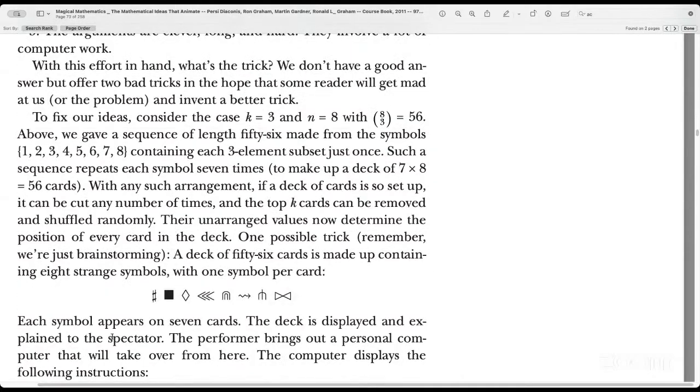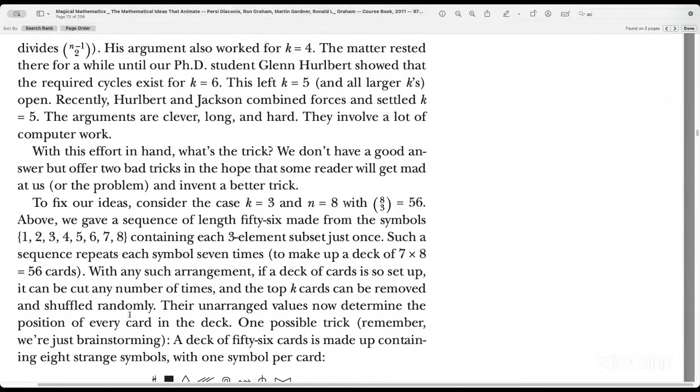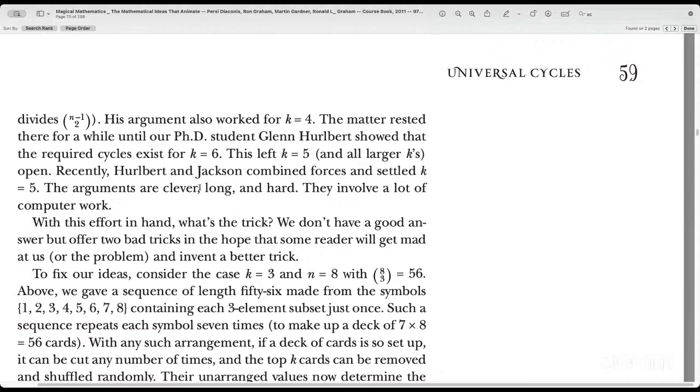I think the nicer thing to take home, possibly this trick as well, but the bigger question here is: can you come up with a nice trick based on the fact that these universal sequences exist?